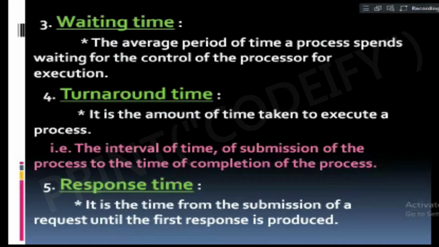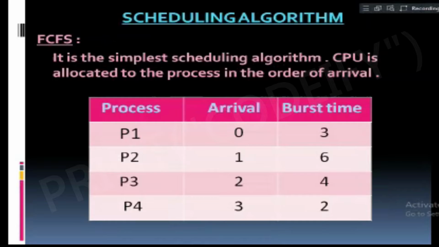Waiting time: the average period of time a process spends waiting for the control of the processor for execution. Turnaround time: it is the amount of time taken to execute a process. That is, the interval from the time of submission of the process to the time of completion of the process. Last one, response time. It is the time from the submission of a request until the first response is produced.